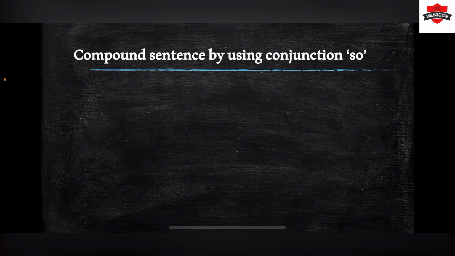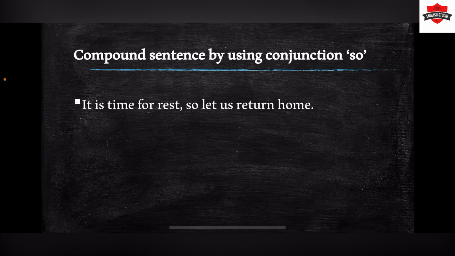Next is by using conjunction so. So indicates result or cause. It is time for rest, so let us return home. Here, the sentence after so indicates the result of the first action. So is the opposite of because. If we have to form a sentence with because, this sentence becomes let us return home because it is time for rest. It is midnight, so you should sleep.